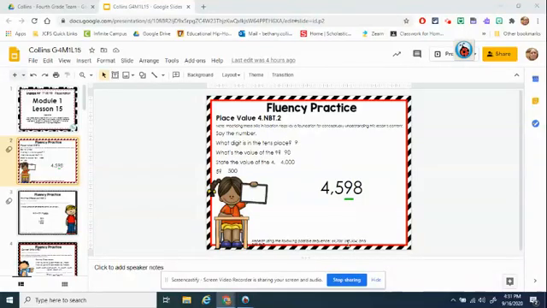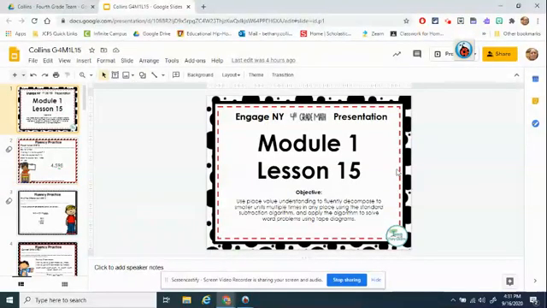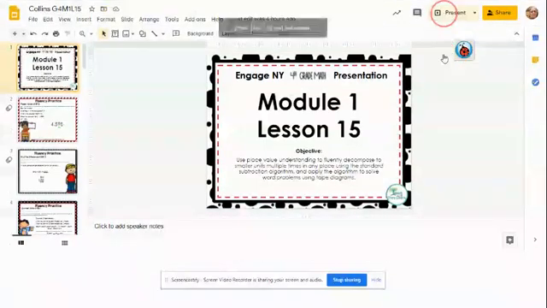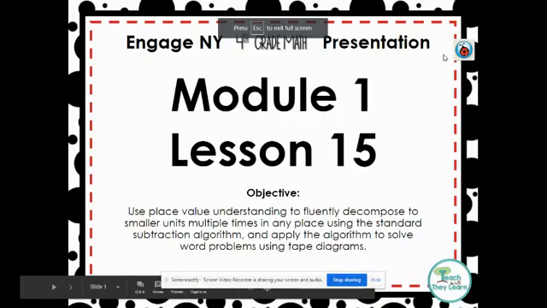Guys, we are on lesson 15, and today we are going to be working on, let me go to the slide that says the I can statement, understanding how to decompose in order to subtract. So how to subtract and how to use subtraction in word problems. I'll put that in some kid-friendlier terms.